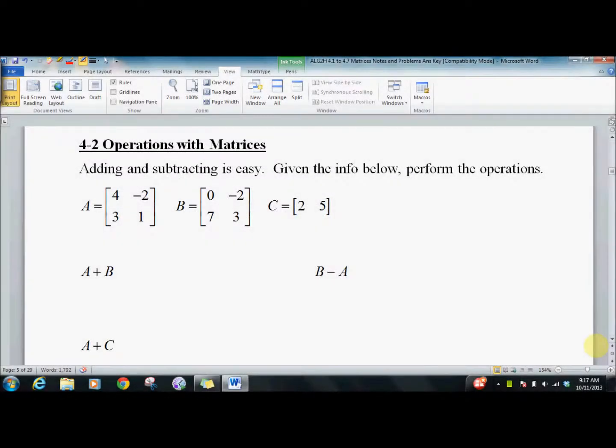Lesson 4.2, operations with matrices. Adding and subtracting is pretty easy. So just given the information below, perform the operation. So we've got A plus B here. Well, A is a 2 by 2 and B is a 2 by 2.